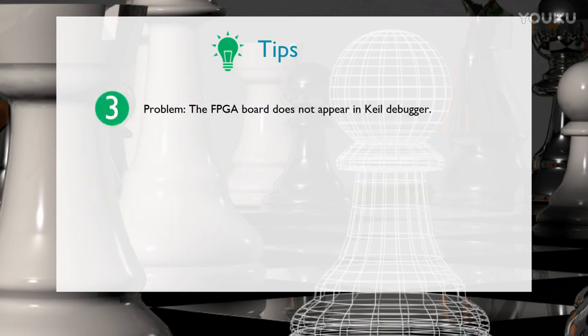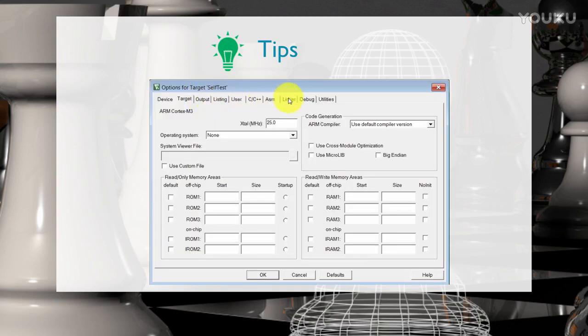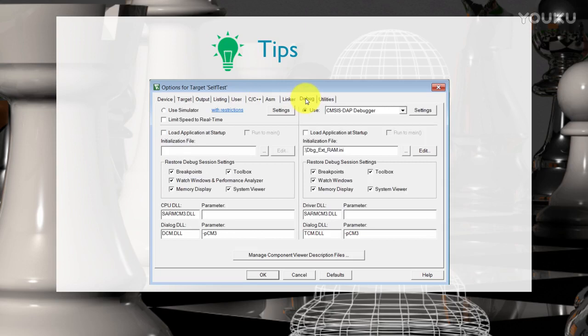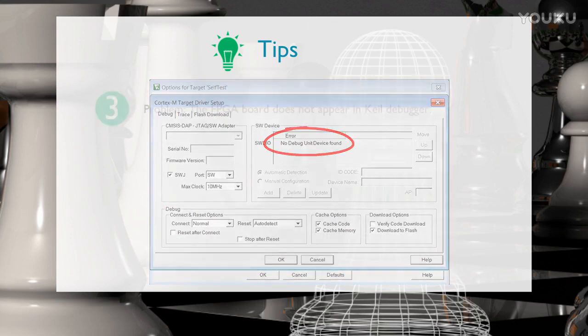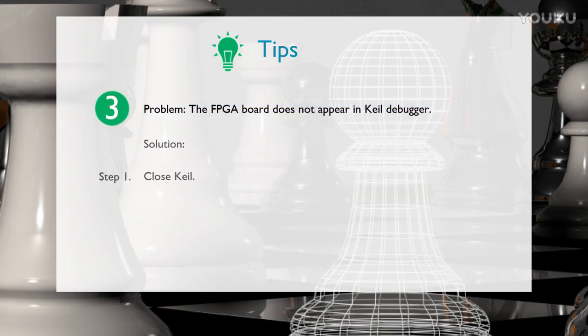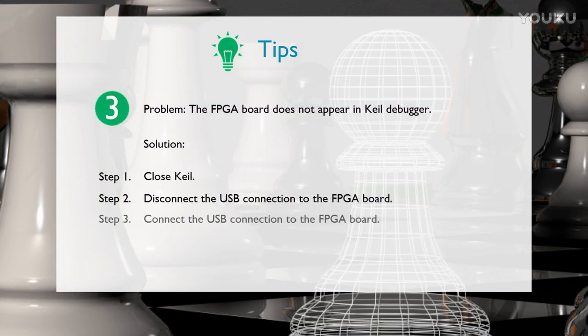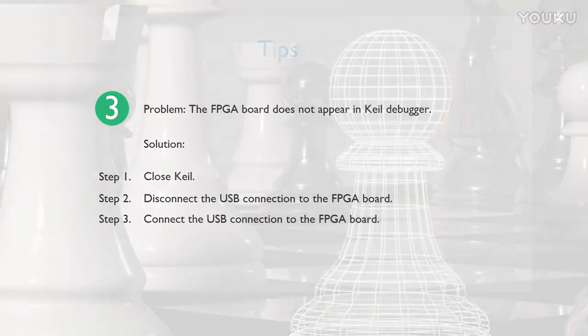And finally, if you're unable to verify the connection to the FPGA board in Keil, then the operating system may need to update its USB drivers. You'll know when there is no connection because when you select Options for Target, then select the Debug tab and the CMSIS-DAP settings, it will report that there's no debug unit device found. To help the operating system update its drivers, close Keil and then disconnect then reconnect the USB cable from the board to your PC, and the operating system should update the driver automatically.